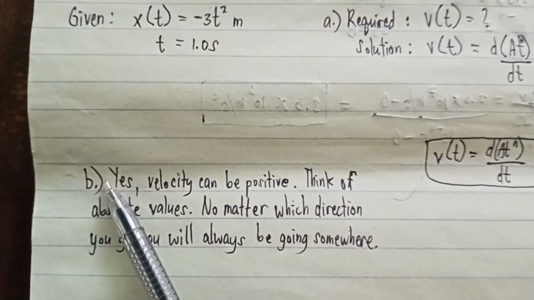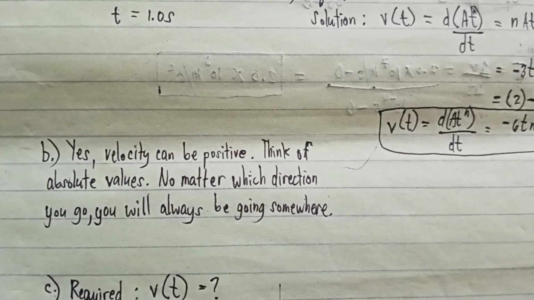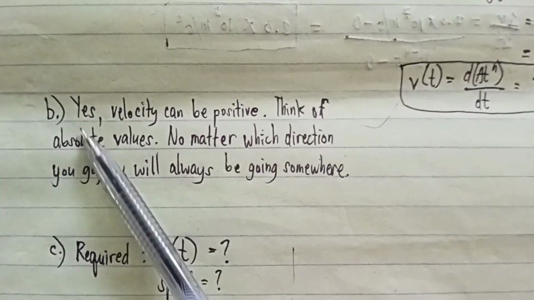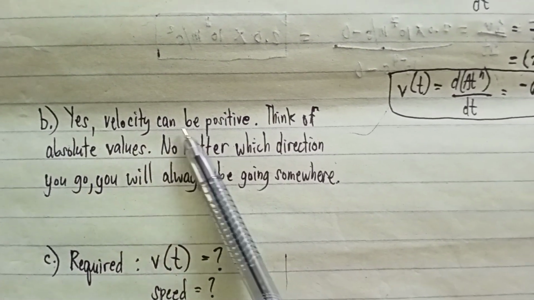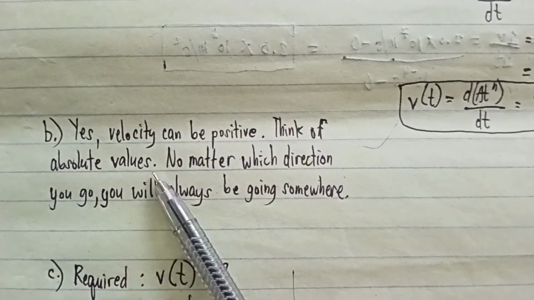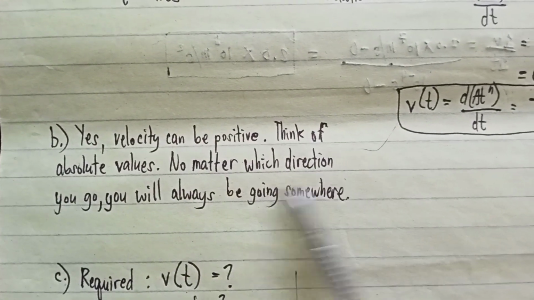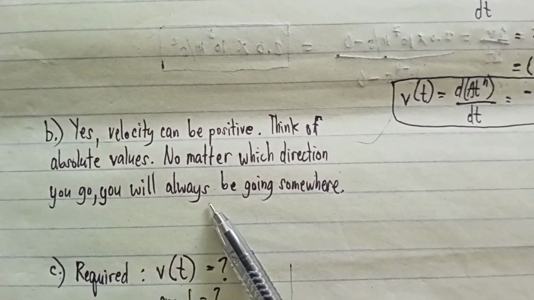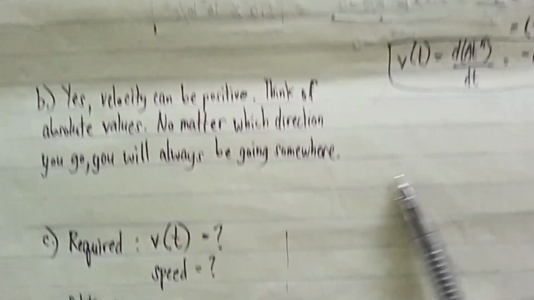Letter B. Is the velocity ever positive? For me, yes. Velocity can be positive because think of absolute values. No matter which direction you go, you will always be going somewhere.